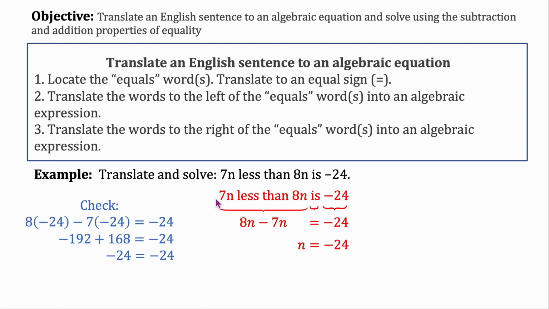Now, we should be able to also replace it into our sentence. 7 times the number, 7 times negative 24, less than 8 times our number, negative 24, should be, or is, negative 24. And that should work out if you were to do that multiplication, which the actual substitution in here would verify for us. So that's a little bit about how we translate the sentence into an equation and then solve it.